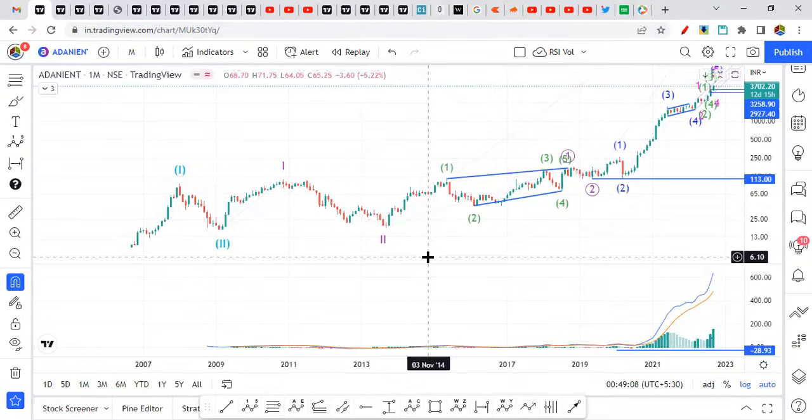We will be doing analysis of some of the Adani Group's companies. It will be technical analysis. There is no aspect related to fundamentals and it will be purely based on Elliott Wave.